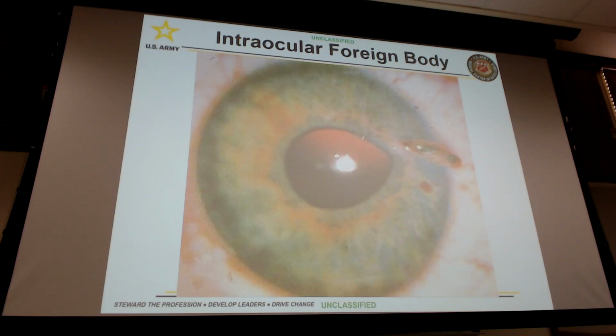So here you can see the peaked pupil, right? That's not a round pupil anymore. And then here is something. What is this?